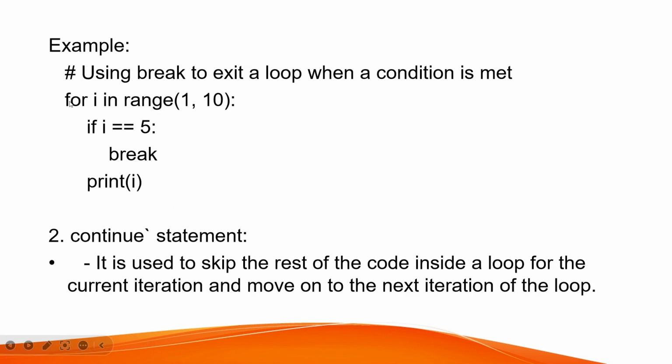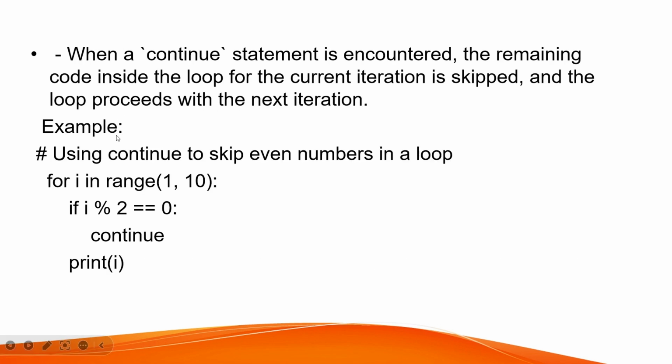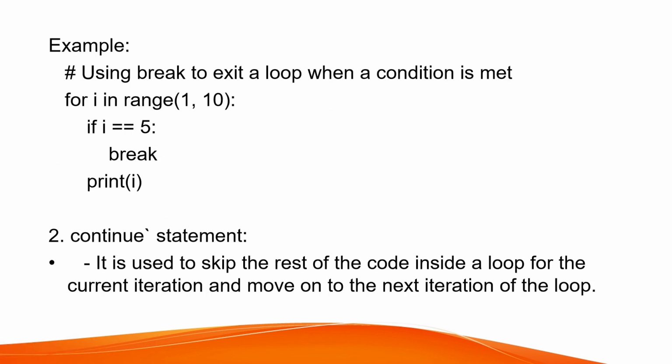See here, in the loop we have given break, which means for i in range 1 to 10. So i is from 1 to 10. We have given the condition here: when i is equal to 5, if this statement is true, then break; otherwise, print i. Now let's run this code.